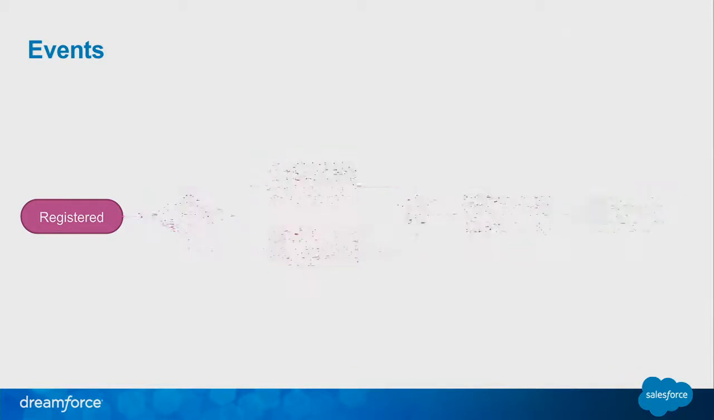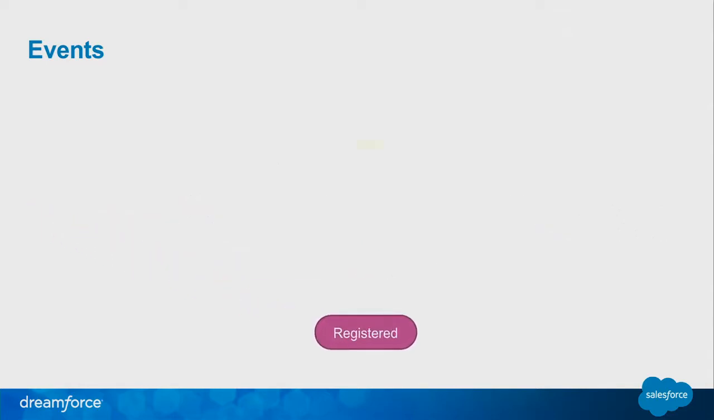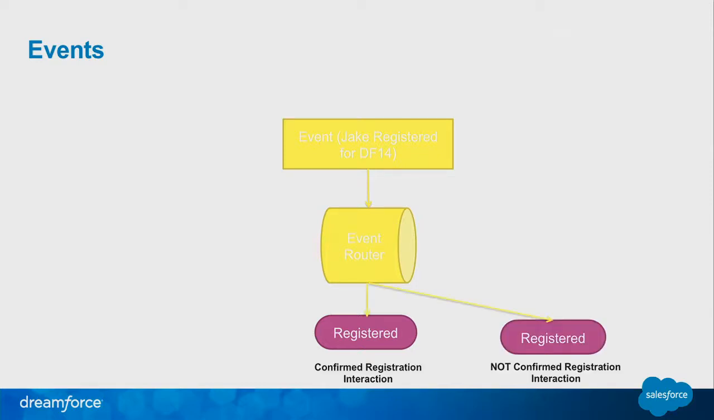So we're trying to push things to be event-driven. When I'm talking about events and interactions, what happens with Journey Builder is you can have an event, and we'll use Jake registered for connections, and you can actually have multiple interactions that will act when that event occurs. So what actually happens is the event, Jake registered, goes to what we call our event router, and then that fires off or invokes, it instantiates 2 different interactions.